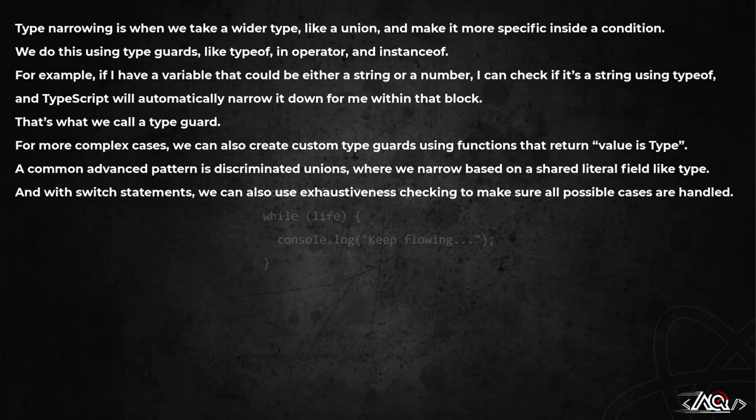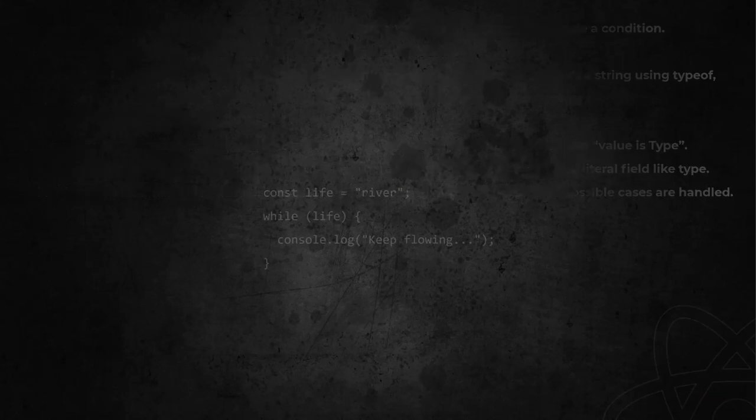For more complex cases, we can also create custom type guards using functions that return value is type. A common advanced pattern is discriminated unions, where we narrow based on a shared literal field like type. And with switch statements, we can also use exhaustiveness checking to make sure all possible cases are handled. And that's it. If you're using TypeScript with React or any front-end framework, you'll see this all the time with props, API responses, and state.